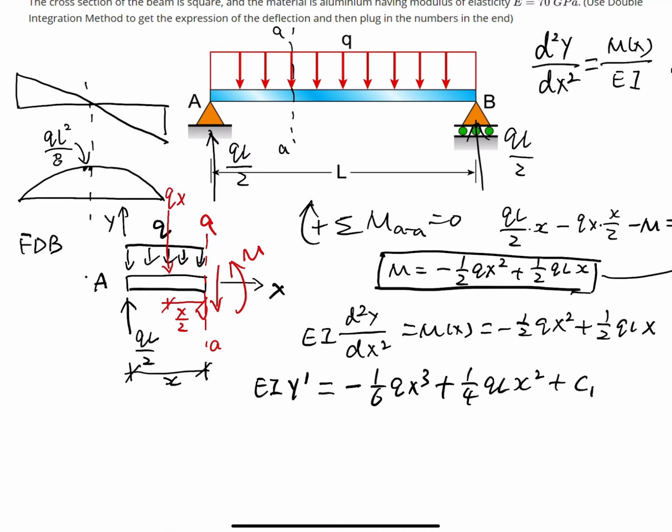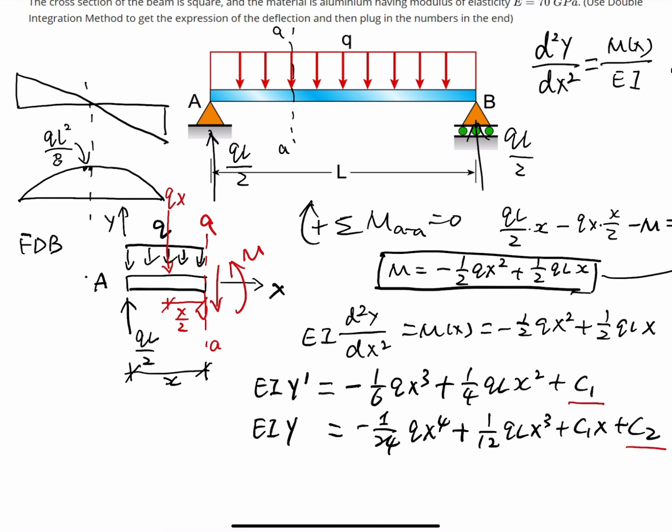This is the first integration. The second integration, EIy, is 1 over 24 qx to the fourth power plus qlx cubed plus c1x plus c2. So here we have two unknown constants. We have to apply the boundary conditions.